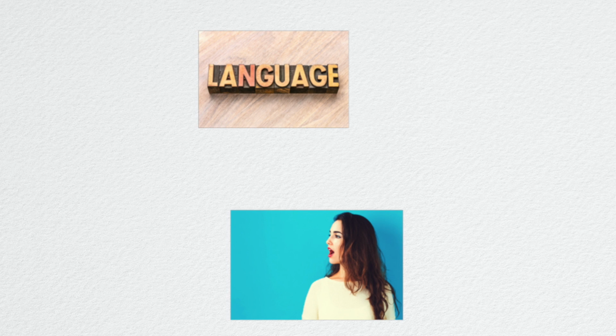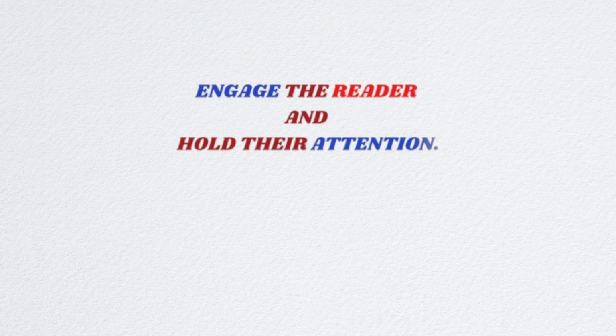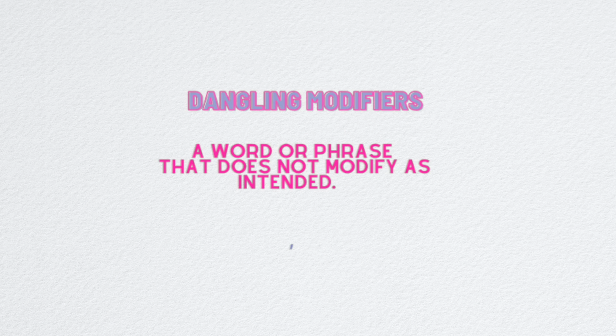Writing a narrative essay, you need to use creative language, word choice, or adding detail in your sentences. You want to engage your reader and hold their attention with the language you choose. Modifiers are often the best choice. You want to avoid dangling modifiers, a word or phrase that does not modify as intended. For example, the dangling modifiers or additional details.